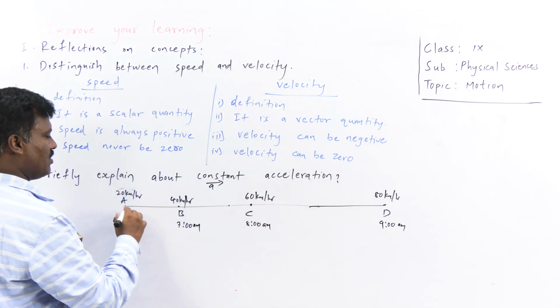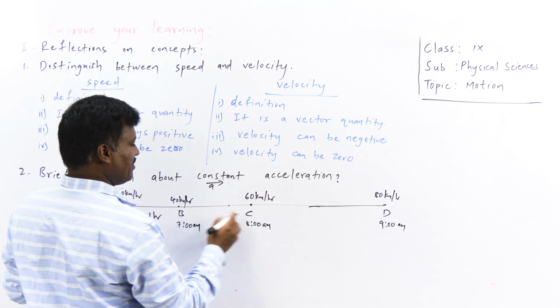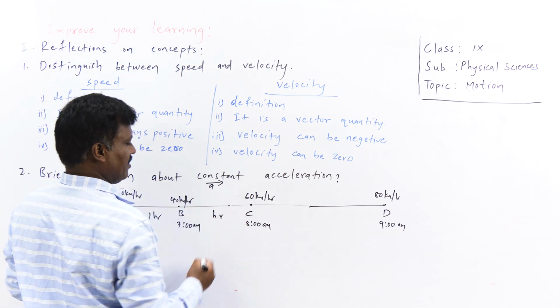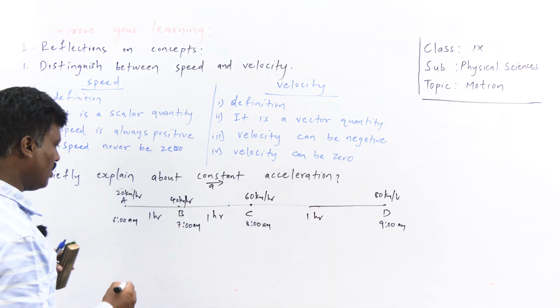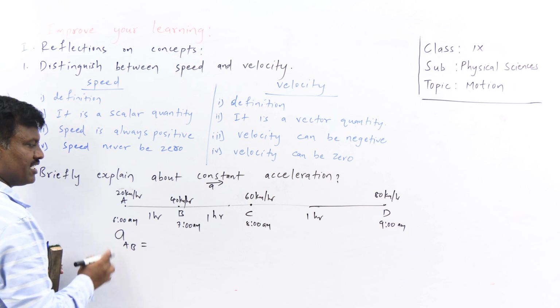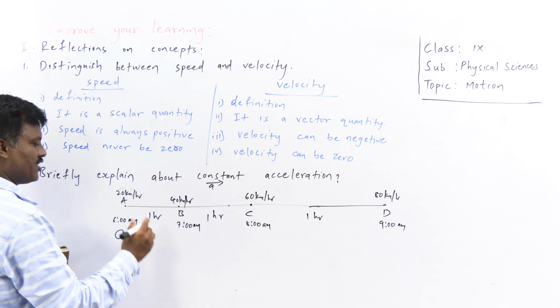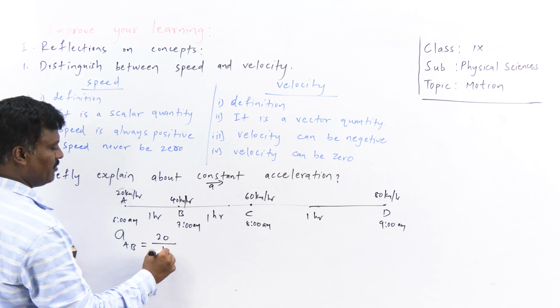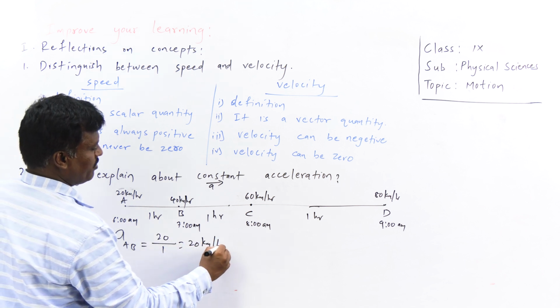So what is the time interval? Between 6 and 7, 1 hour. Between 8 and 7, 1 hour. Between 9 and 8, 1 hour. Now you have to calculate the acceleration between A and B. Acceleration is equal to change in velocity by time. What is the change in velocity? 40 minus 20, 20, by time 1 hour. So the acceleration is 20 kilometer per hour square.